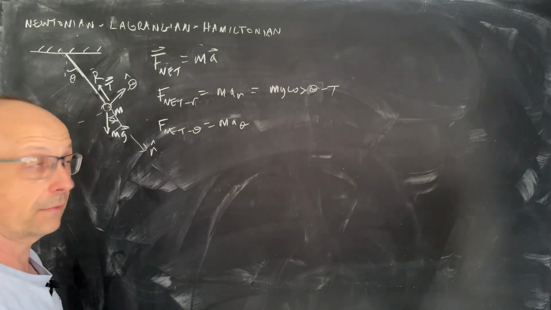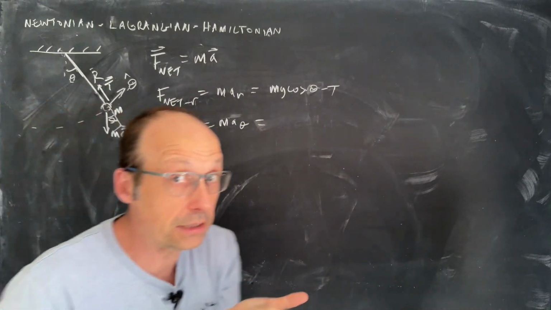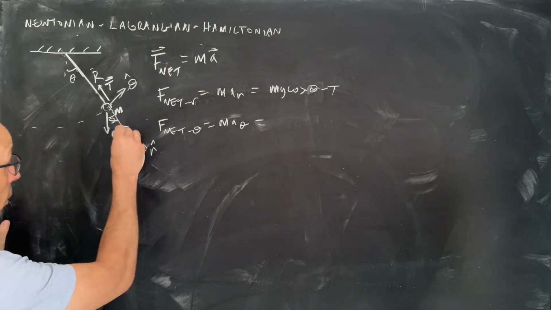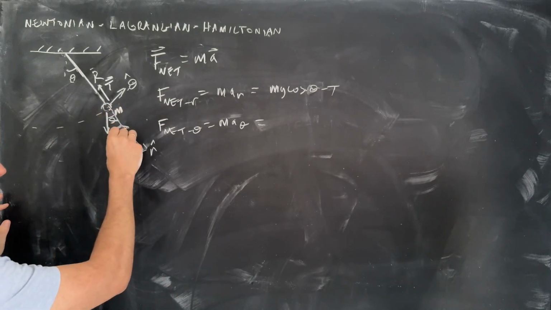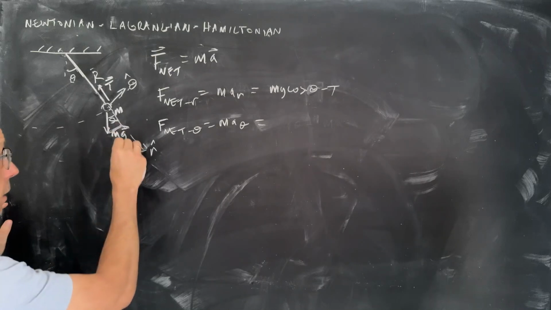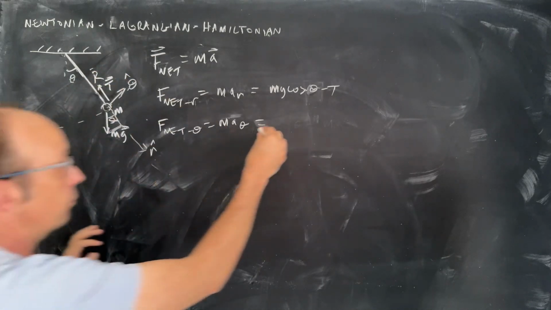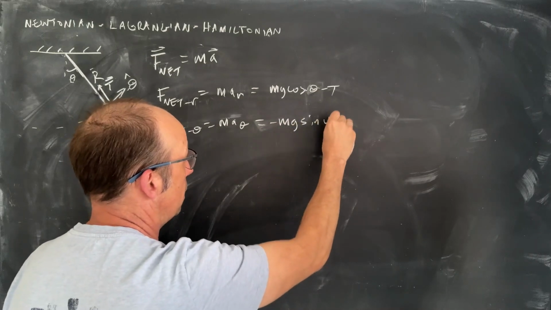In the theta hat direction, the nice thing is, like we said, the tension doesn't push in the theta hat direction, only in the r. So the only component in the theta hat direction is this part right here, which is mg sine theta, because it's the opposite side. But it's negative, right? Because theta hat's that way. This is in the negative direction. So it's negative mg sine theta.